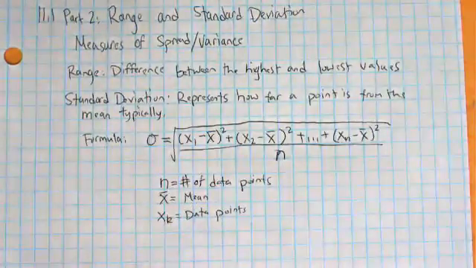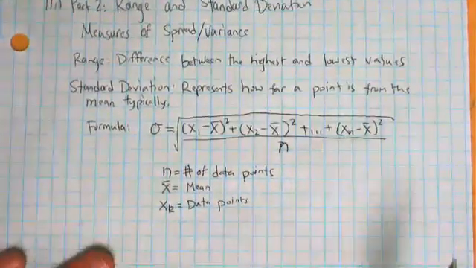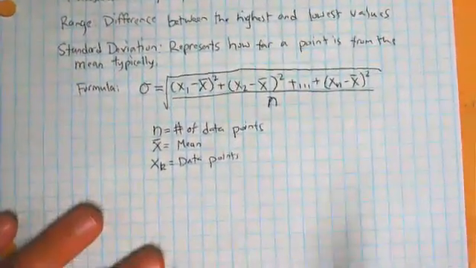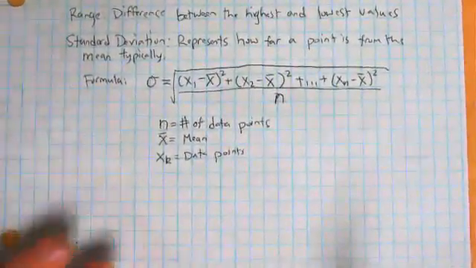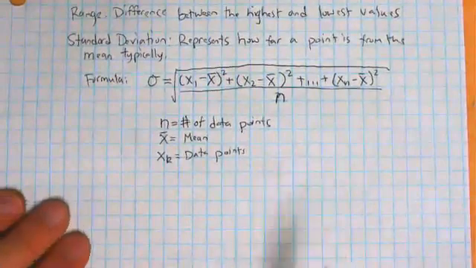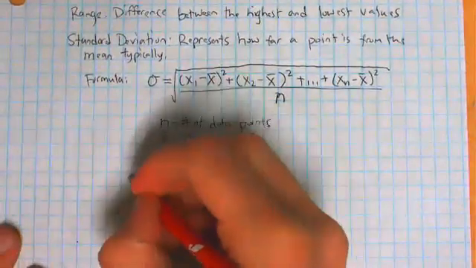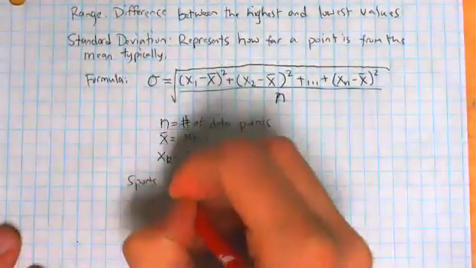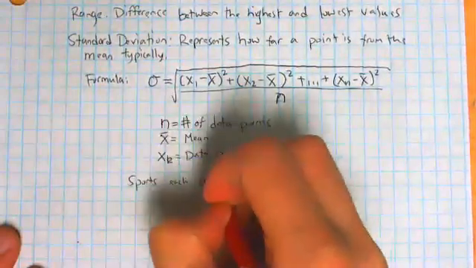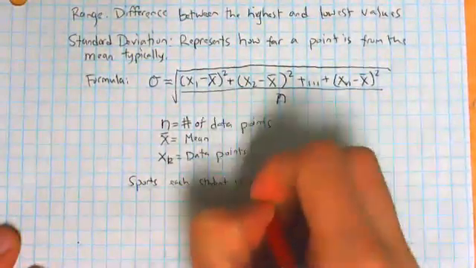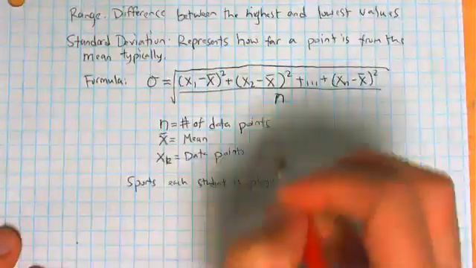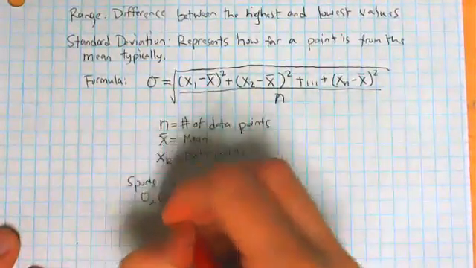So we're going to go ahead and find the range and the standard deviation of a data set. This data set is the number of students in a class who are playing a sport and how many sports each student is playing. And I already put the data in order.